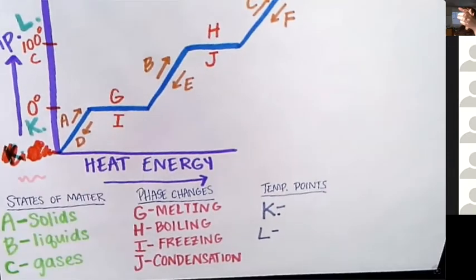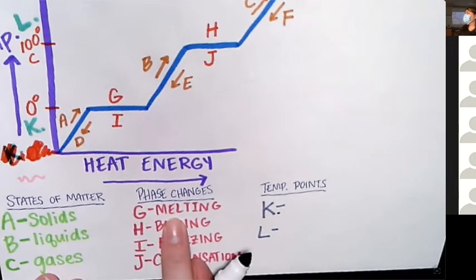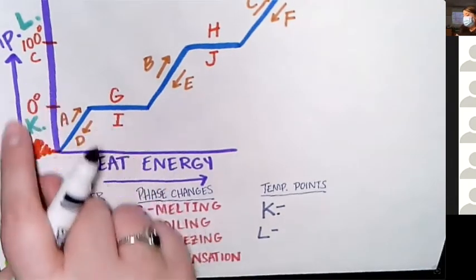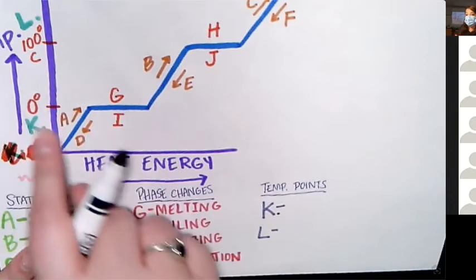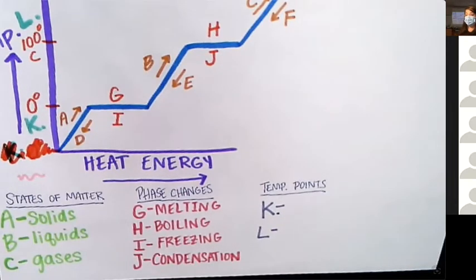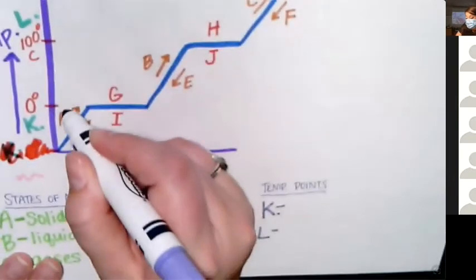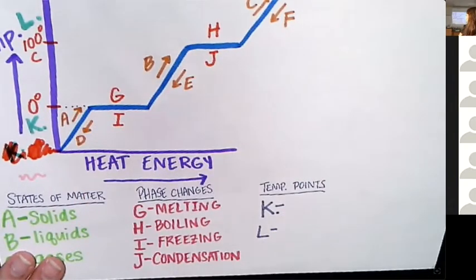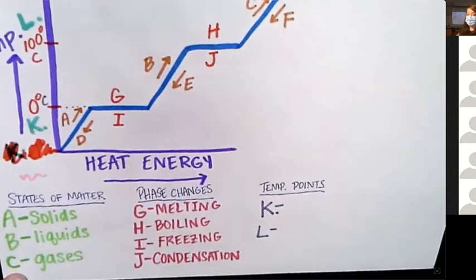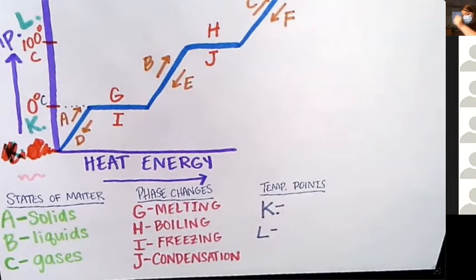Well, guys, guess what? We've already labeled G. G is melting. Okay, so this point right here, 0 degrees. This is a temperature that has a name, because something happens at that temperature. There's two things that happen. You say 35? 32. But 0 degrees Celsius, yes, and 32 degrees Fahrenheit are the same temperature.